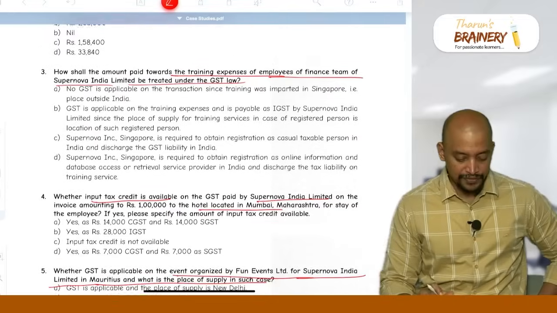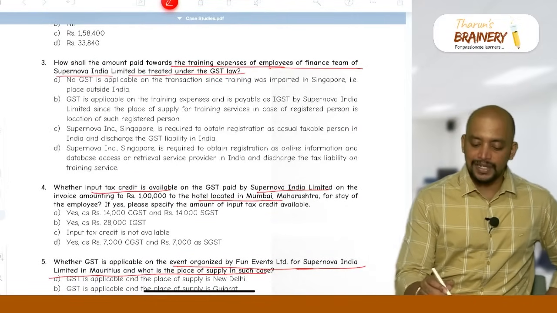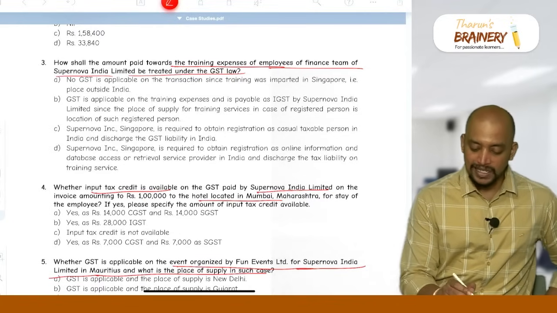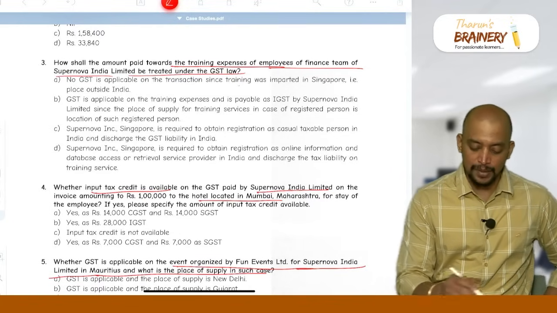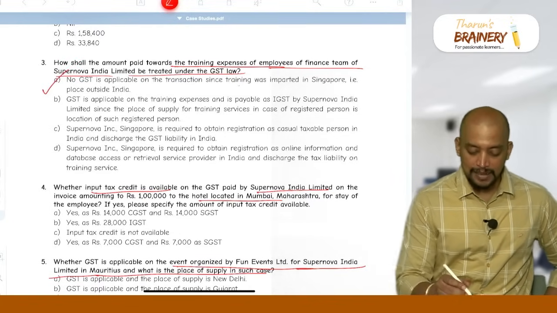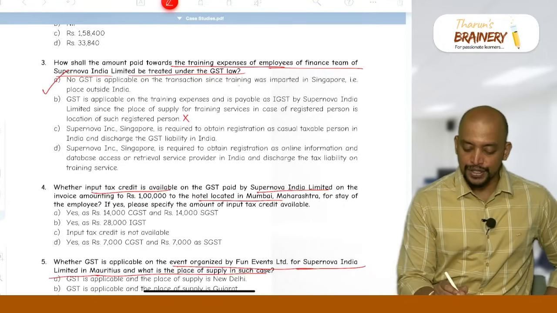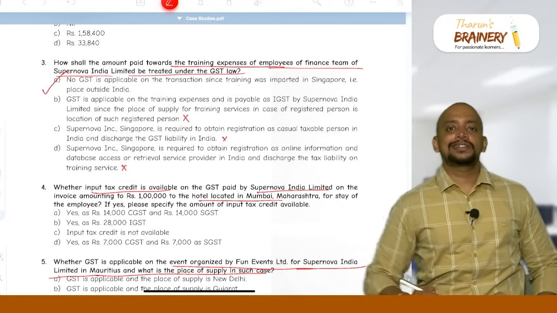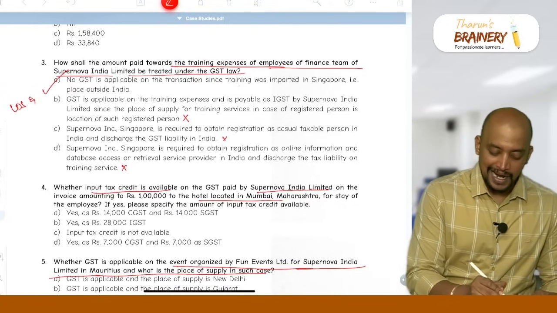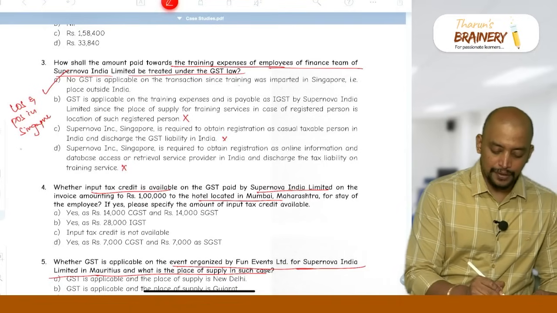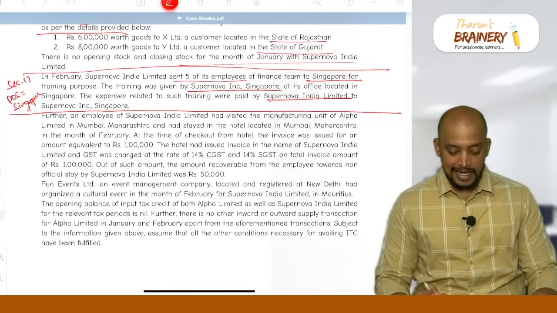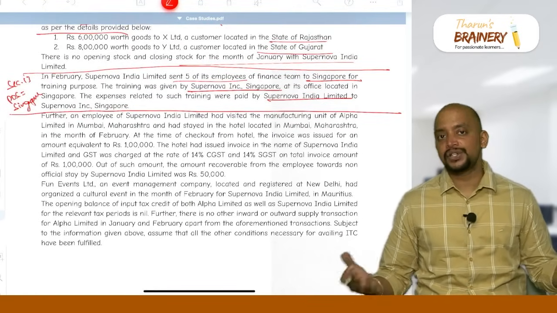That is one MCQ. How shall the amount paid towards training expense of employees of the finance team of Supernova Incorporation be treated? No GST is applicable on the transaction since training was imparted in Singapore, a place outside India. Correct. GST is applicable? No. Supernova Incorporation Singapore is required to obtain registration? No. Is required to obtain registration as OIDAR? No. So in this case, the location of supplier and place of supply are in Singapore. Therefore there is no GST on this transaction. That is the answer. Here we don't have any GST, so we don't have to bother about the liability.